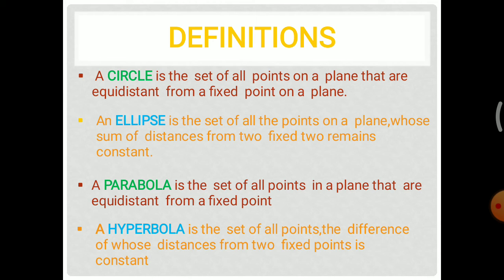A hyperbola can be defined as the set of all points for which the difference of their distances from two fixed points is constant. So these are the basic definitions of the curves that are defined in the conic sections.